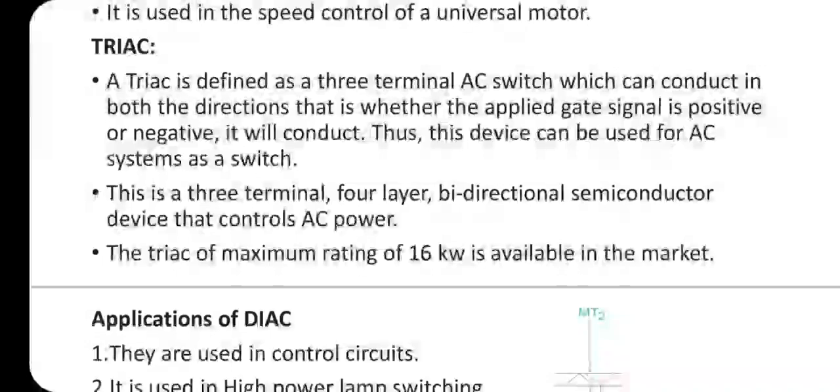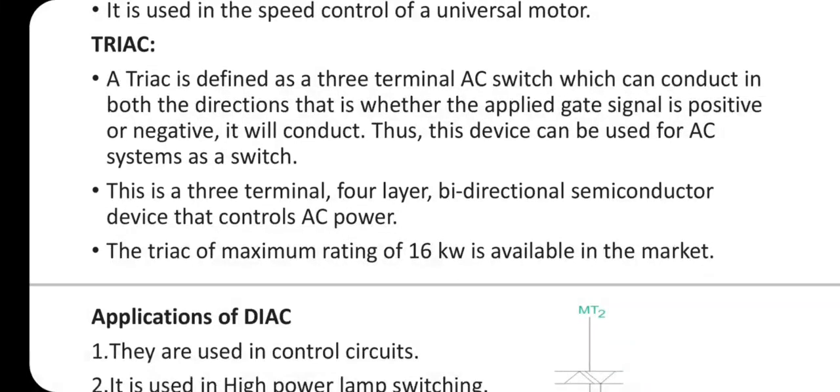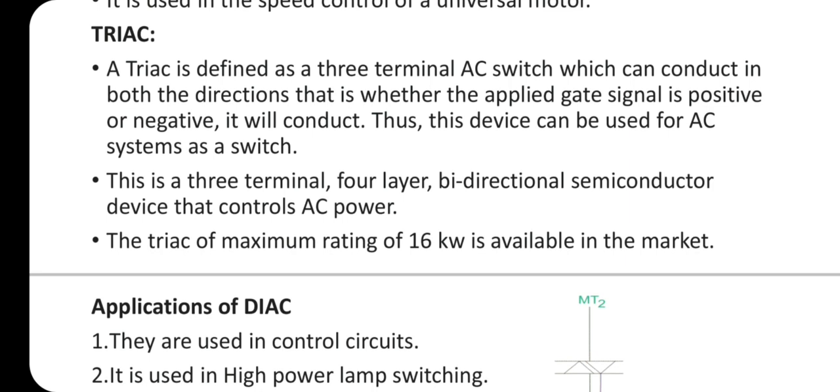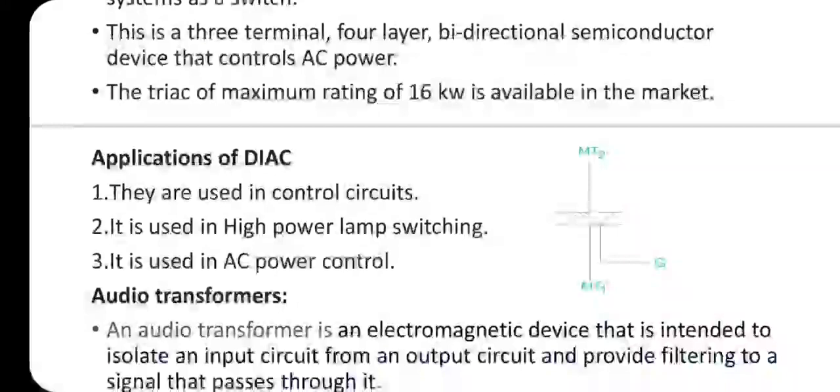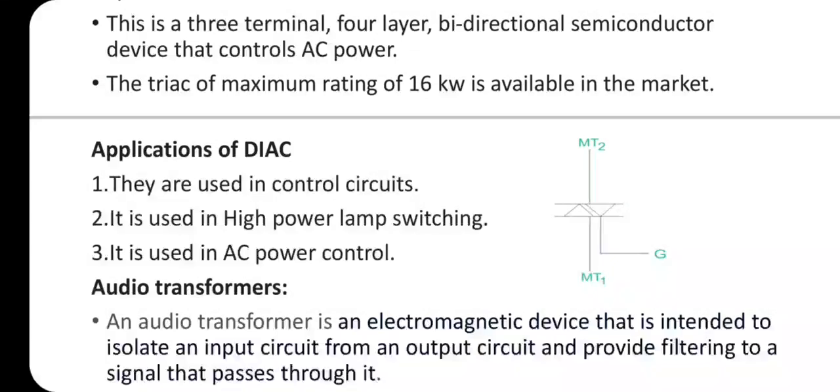What is triac? A triac is defined as a three-terminal AC switch which can conduct in both the direction. That is, whether the applied gate signal is positive or negative, it will conduct. Thus, this device can be used for AC systems as a switch. And triac is a three-terminal, four-layer, bidirectional semiconductor device that controls AC power. The triac of maximum rating of 16 kW is available in the market. This is a symbol of triac. Applications of triac. They are used in control circuits, high power lamp switching and in AC power control.